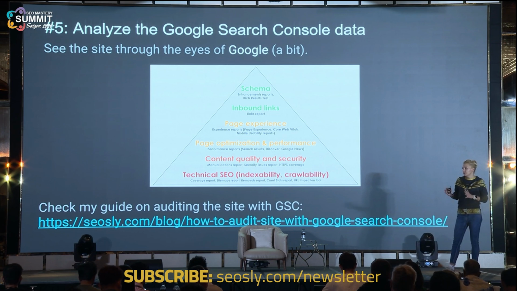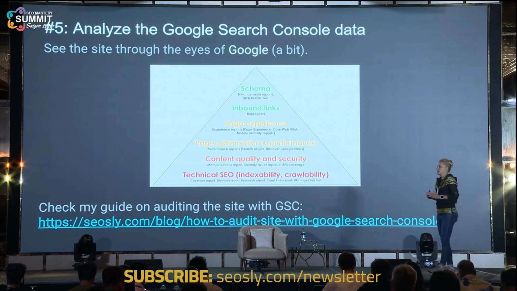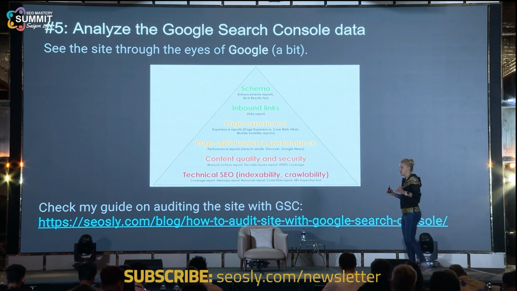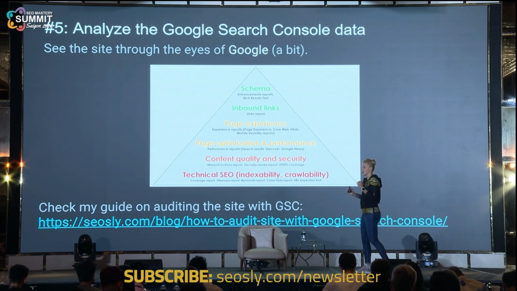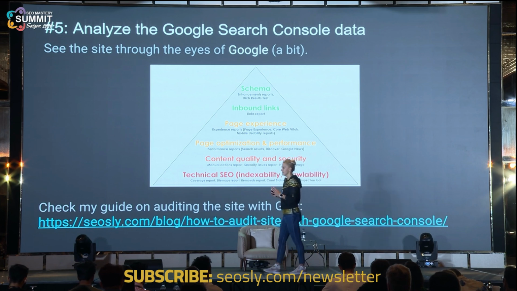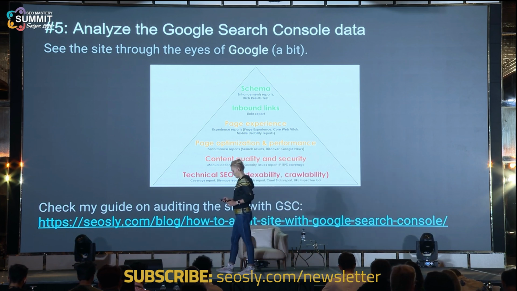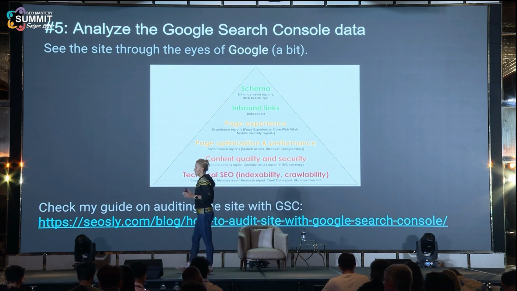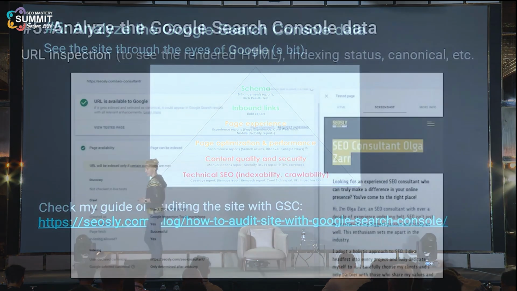So as you can see, Google Search Console allows you to look at technical SEO, which is kind of the ground, of course, content quality, security, page optimization, page experience, inbound links, schema, so all those levels in a hierarchy of SEO needs.